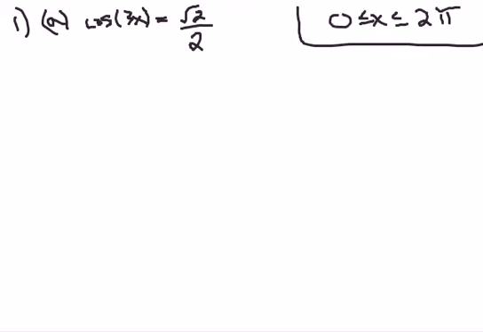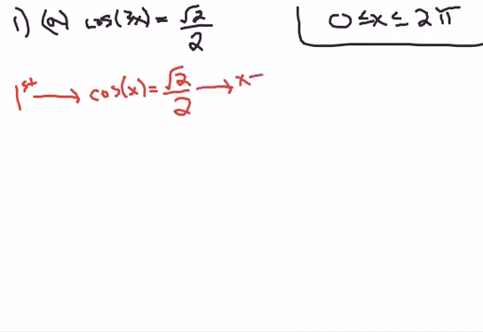I'm actually going to do this in two steps. The first step, I'm going to solve just cosine of x equal to root 2 over 2. If you go to your unit circle, you'll see that there are two angles that make this true. One is pi over 4, which is in quadrant 1 where cosine is positive, and also in quadrant 4 we have another angle, 7 pi over 4.